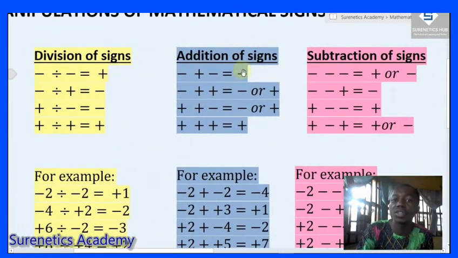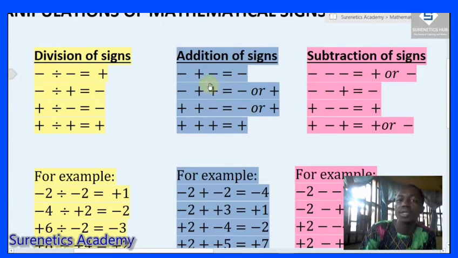Then additions of signs here. We have that when you add negative and negative, you always get negative, always. But when you add negative and positive, sometimes you get negative, sometimes you get positive. Same with positive adding to negative, just whichever comes first, you either get negative or positive. Now, when positive adds positive, you always get positive.